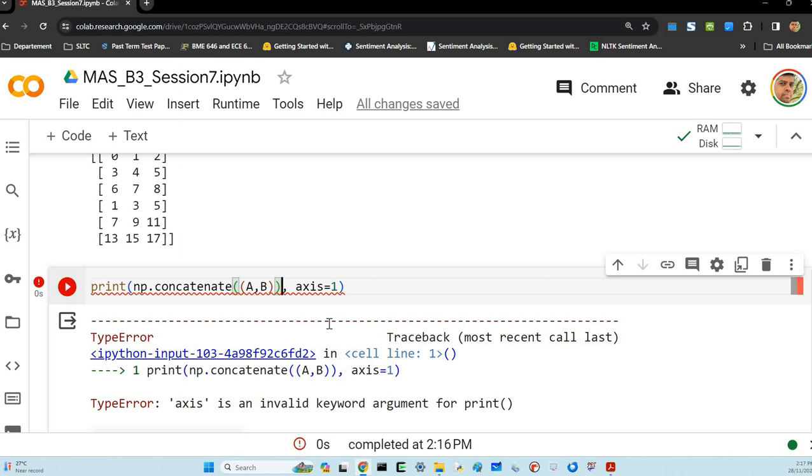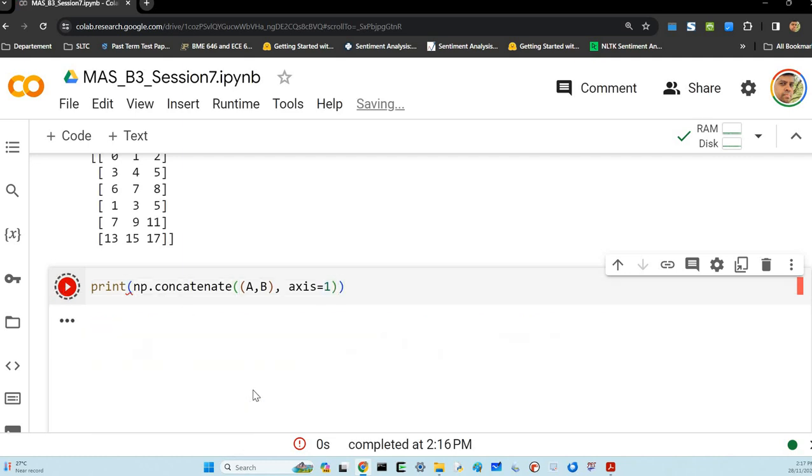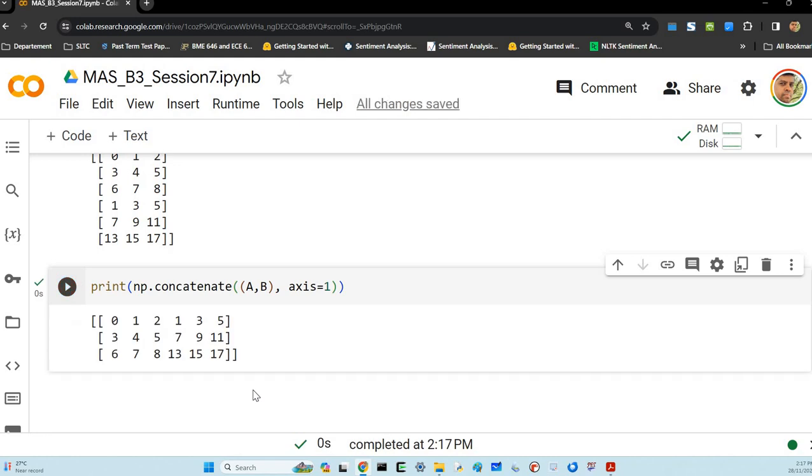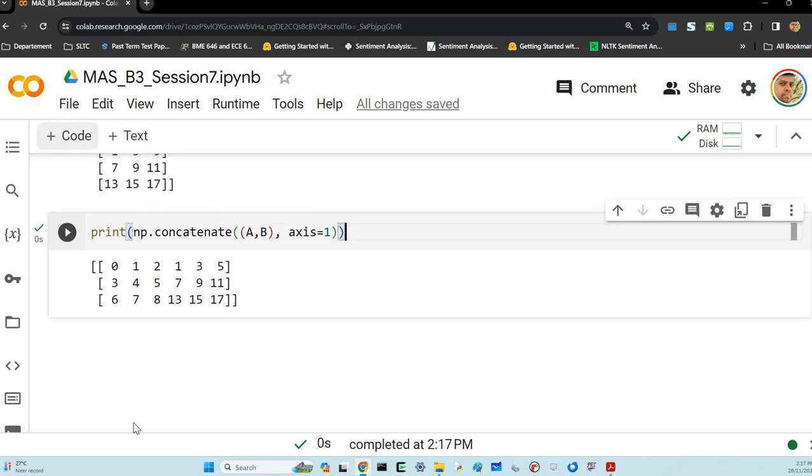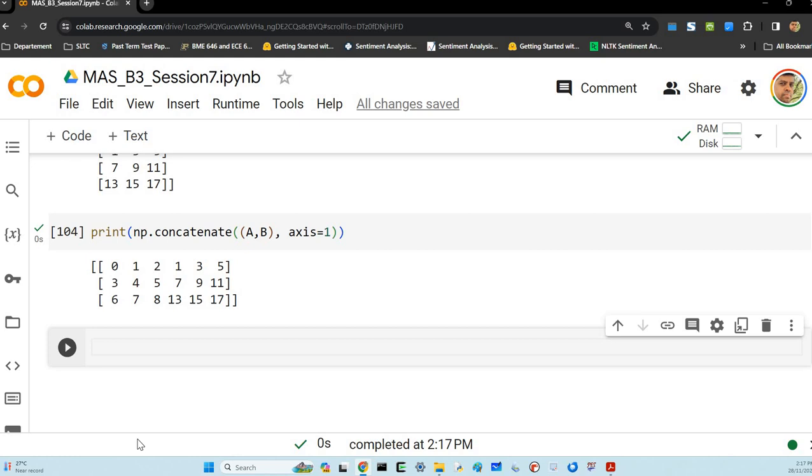So the brackets are the issue. The bracket should come here. You see, we'll get 3 by 6. The same thing can be done, make a note of this, with horizontal stack. So the other command is np.hstack a comma b.